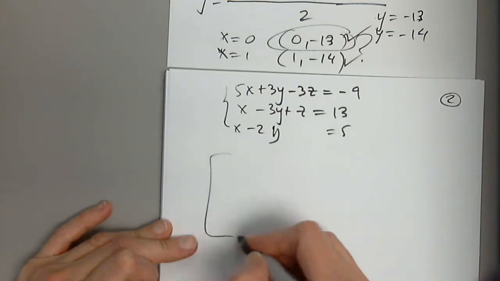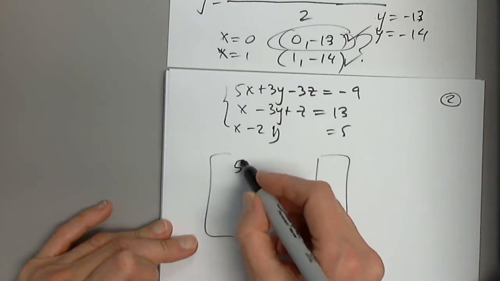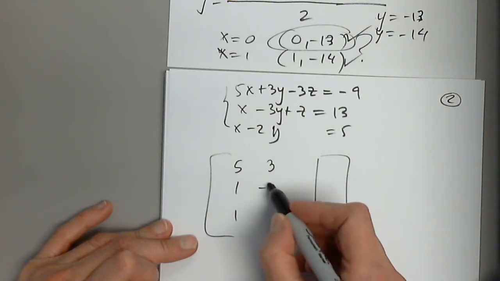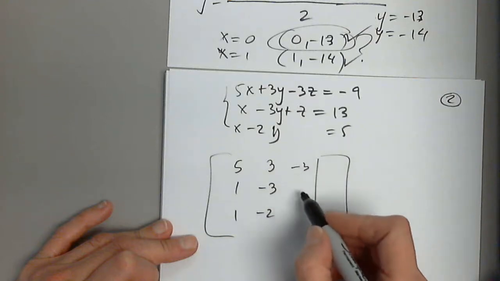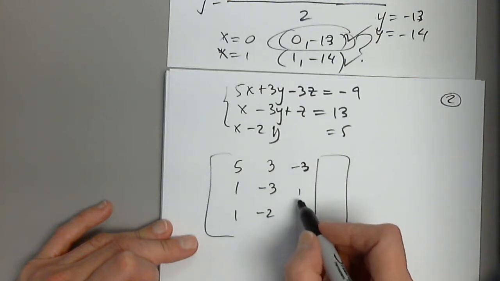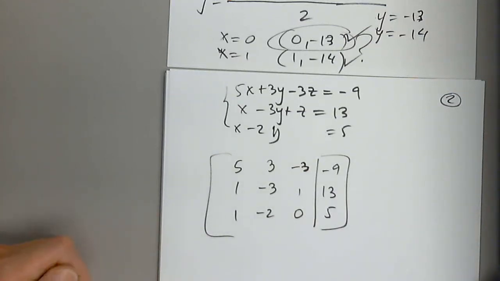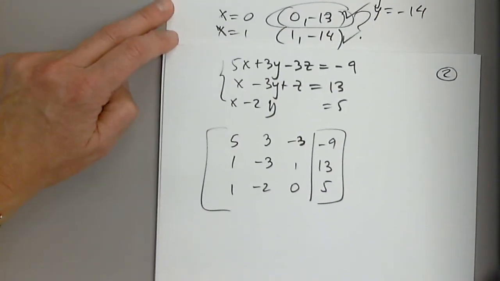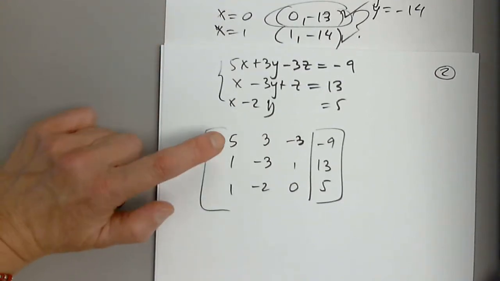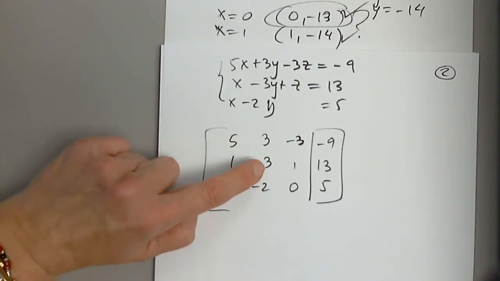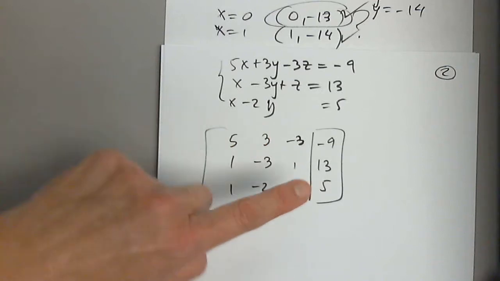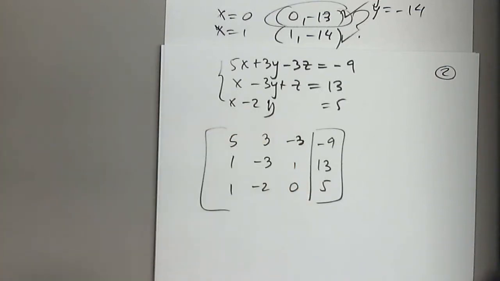Good. So we have the augmented matrix. 5, 3, negative 3, negative 9; 1, negative 3, 1, 13; 1, negative 2, 0, 5. And if you remember, we cannot deviate from the steps. 1 and the corresponding zeros. 1 and the corresponding zeros. 1 and the corresponding zeros. This has to be carved in stone. We can't go back and destroy anything. Ready?